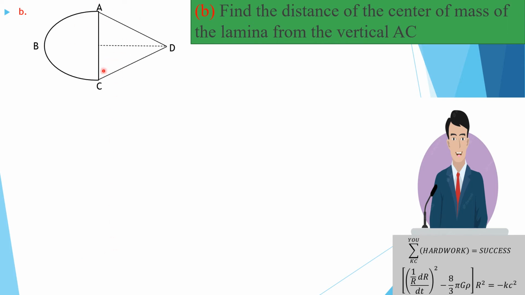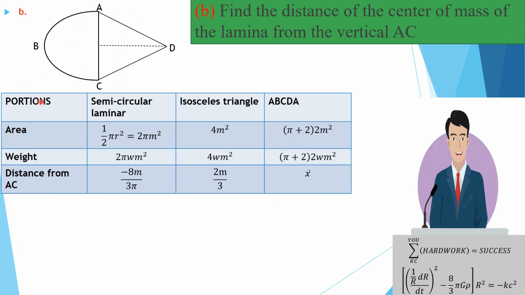So what you have to do is draw a table with portions like this, and then you have their area, the width, and then the distance from the respective axis where you're taking your moments through. So you have the portions here. You have the semicircular lamina, right? This semicircular portion, and then you have the isosceles triangle, and then you have the whole lamina A, B, C, D, A, which is where your interest is.